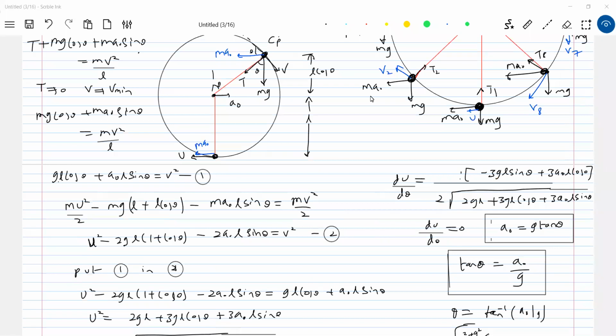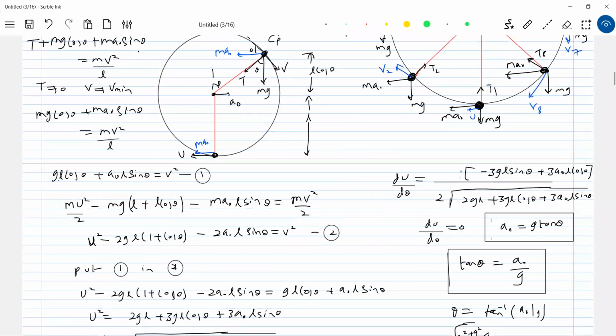Gravity acts opposite to displacement: as it moves from the lowest to the highest point, gravity will act vertically down while the displacement is up. Okay, all these two will be negative, no? Next, again at the critical point, what is the condition?